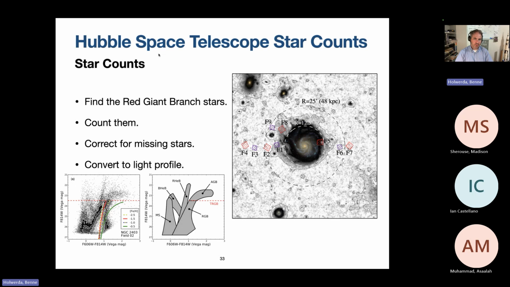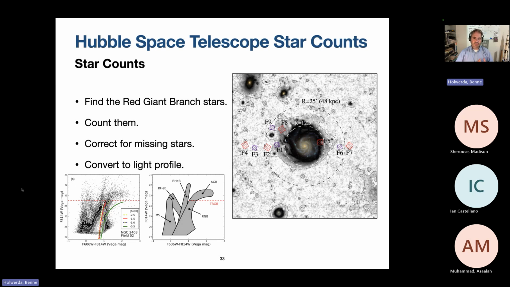So M101, that halo, we can find the red giant branch stars. If we do it in two colors, we get the MS, the AGB, and the RGB, as in the plot in the bottom left. MS is main sequence, so those are the main stars that haven't evolved out. RGB is red giant branch, and AGB is asymptotic giant branch. So the RGB and AGBs are giants, ones that have evolved off the main sequence.